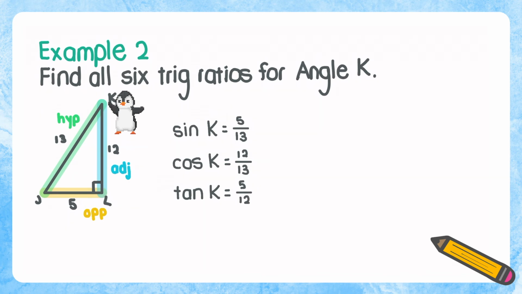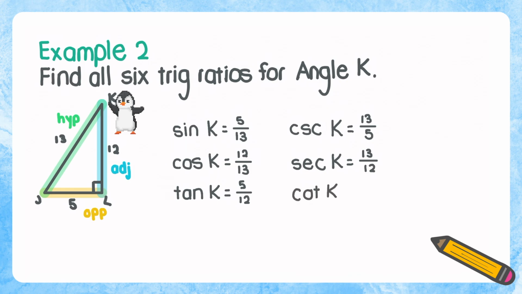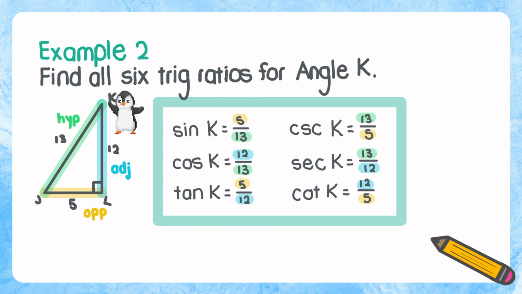And now we can find the other 3 trig ratios by thinking of reciprocals. So the cosecant of K is 13 over 5. We took the reciprocal of sine of K. Secant of K is the reciprocal of cosine of K, so we have 13 over 12. And the cotangent of K is the reciprocal of tangent of K, so 12 over 5. So here are the 6 trig ratios for angle K.